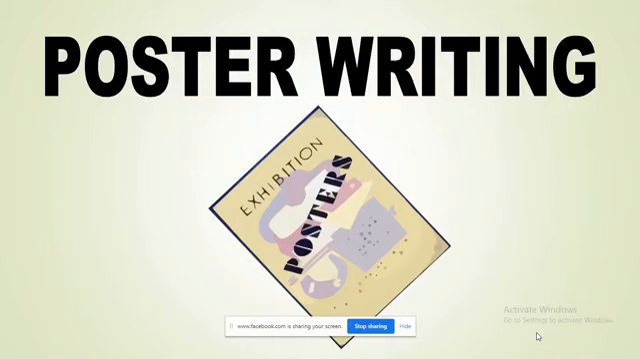In class 12th, there are four short compositions. The first three are the same: notice writing, advertisement writing, poster writing. In addition to this, there is one more short composition, and that is invitation writing. So in class 11, there are three short compositions, and in class 12, there are four. So today we are going to learn about poster writing.